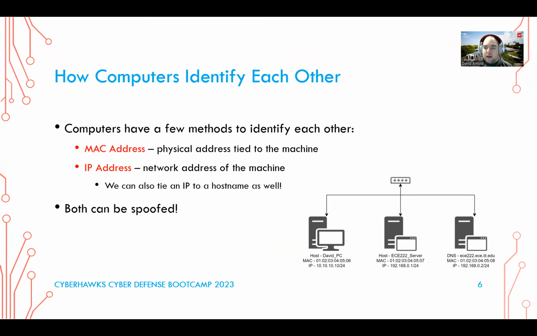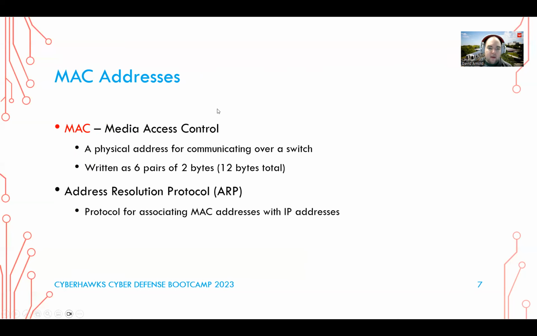We tie these together with what's known as ARP, or Address Resolution Protocol. We're not going to go too much into that, but there are some cyber attacks you can launch against it. You can overwhelm the network with a large number of those requests or identifiers between the MAC and the IP address. The MAC address is written in 6 pairs, so there are 12 bytes total. We're really not going to touch on the address resolution protocol too much.